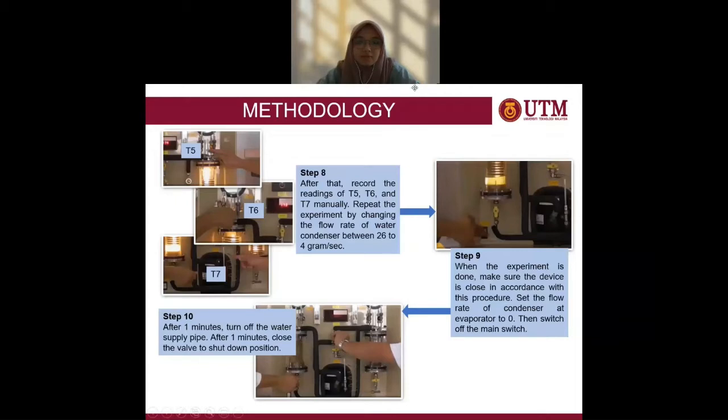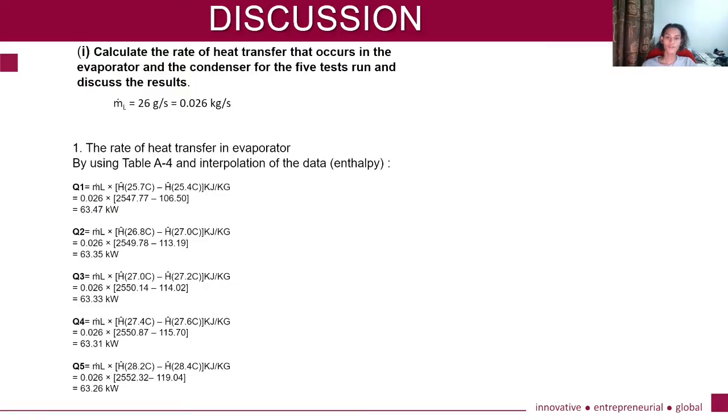So that's all for the methodology. So now I'm going to talk about the discussion. For the discussion, number 1 is calculate the rate of heat that occurs in the evaporator and the condenser for the 5 tests run and discuss the result.